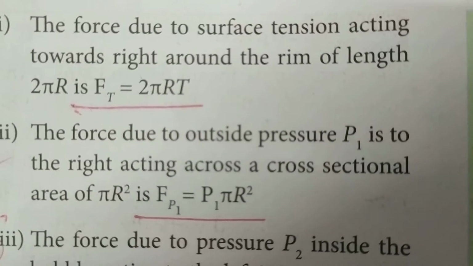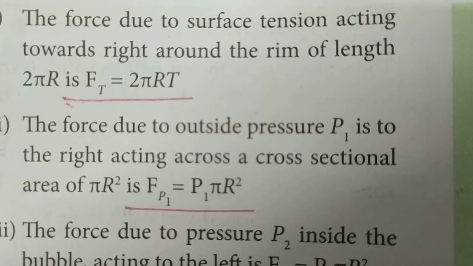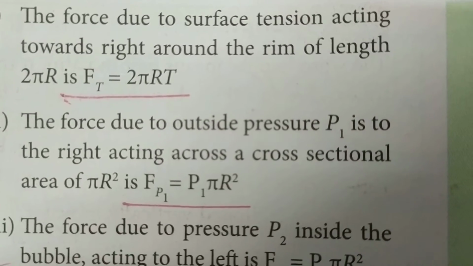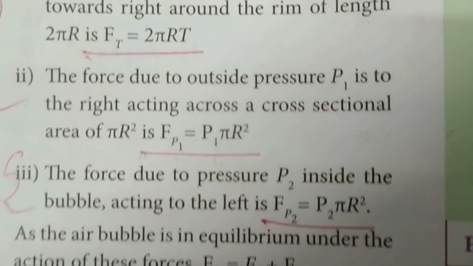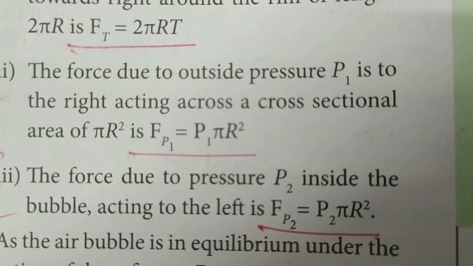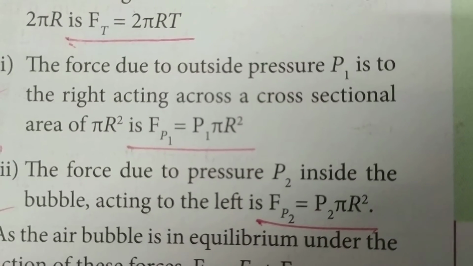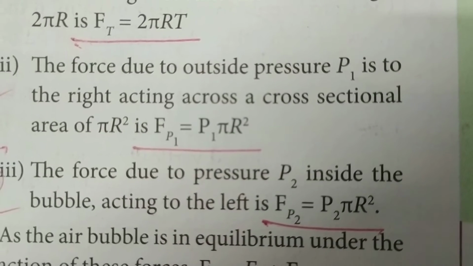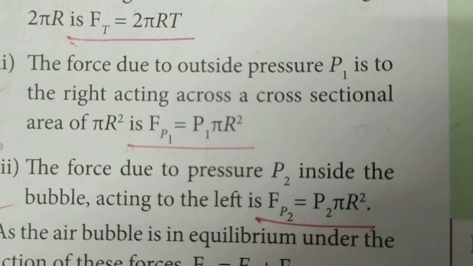So here the force due to surface tension is 2 pi r into T, where r is the radius of the bubble and T is surface tension, and this force is acting towards the right. Another force is also acting towards the right, that is the excess pressure P1, the outside pressure. So Fp1 is equal to P1 pi r square. Here you have to consider the area because it acts across the area.